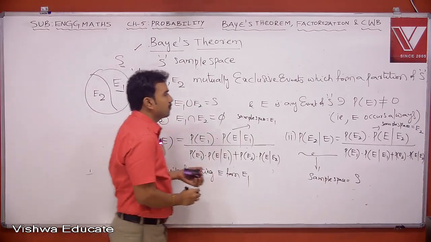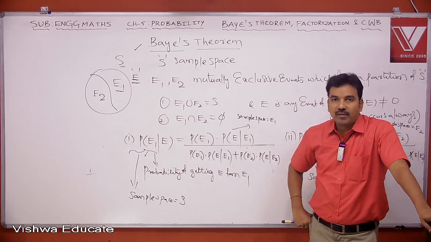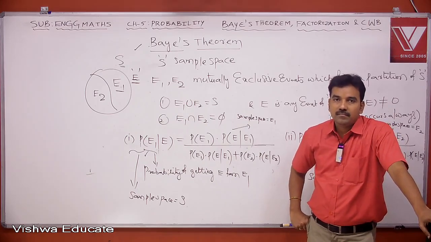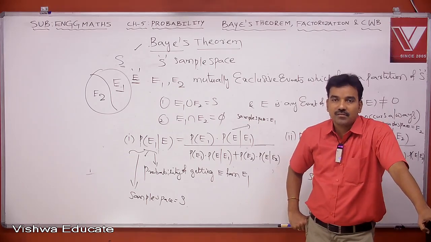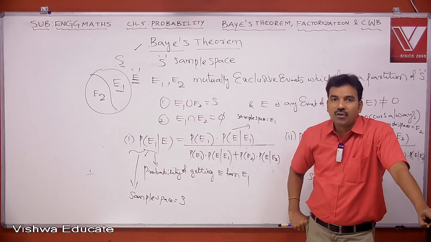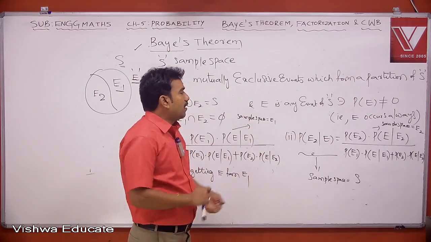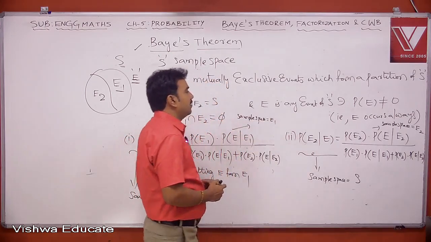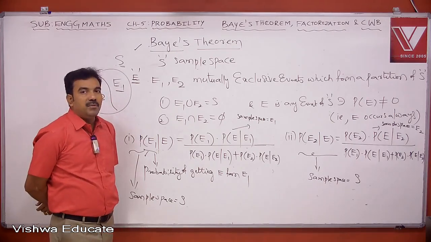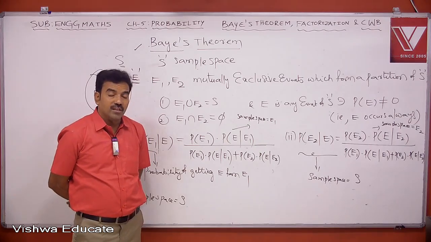Bayes theorem. Let E1, E2 be two mutually exclusive events which form a partition of a sample space S, and let capital E be any event of S such that P of E is not equal to 0. That is, E occurs always.